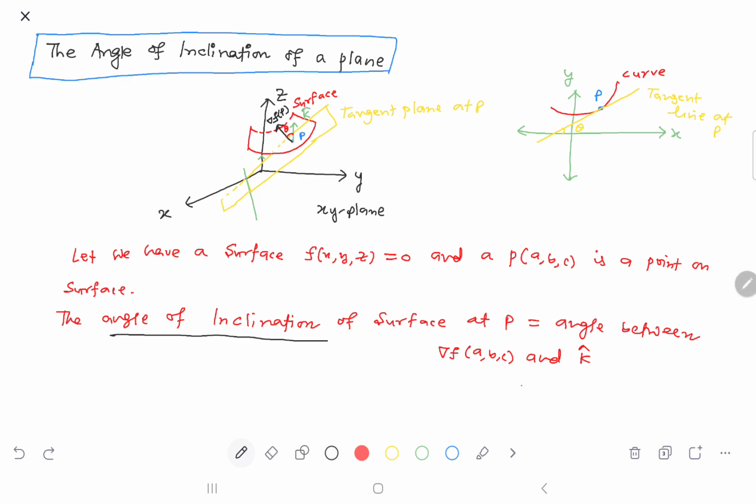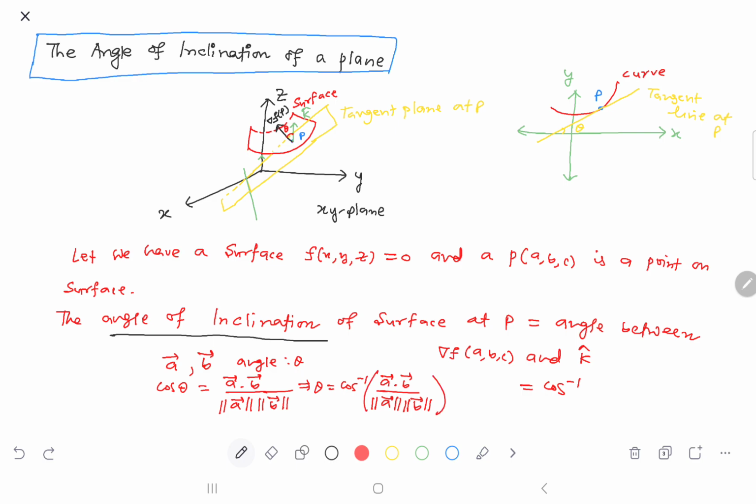So how do we get this? It is given by cosine inverse. If you have two vectors A and B, and the angle between them is theta, then we know cosine theta equals A dot B divided by the magnitude of A times the magnitude of B. So theta is cosine inverse of A dot B divided by magnitude of A and magnitude of B.